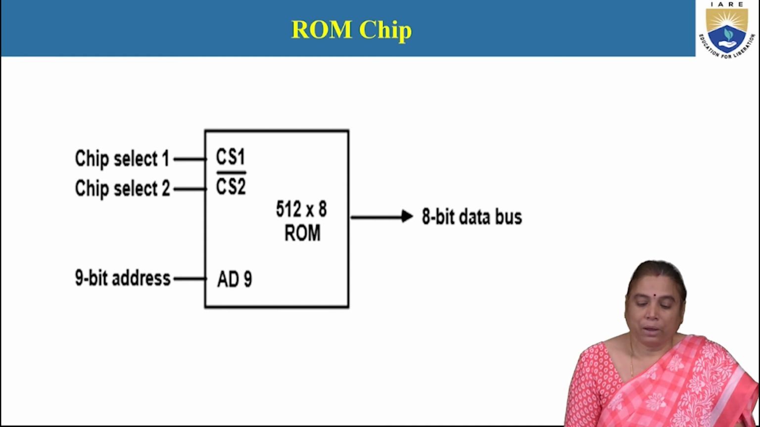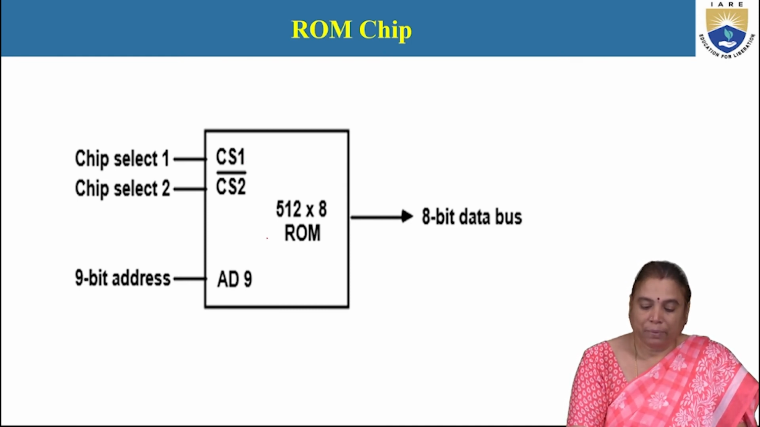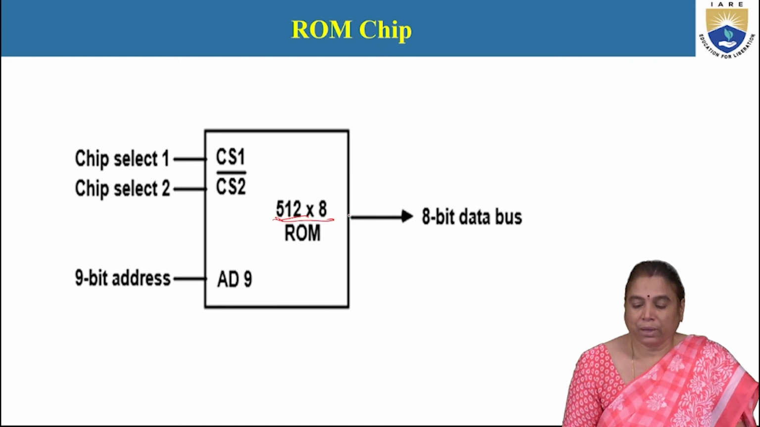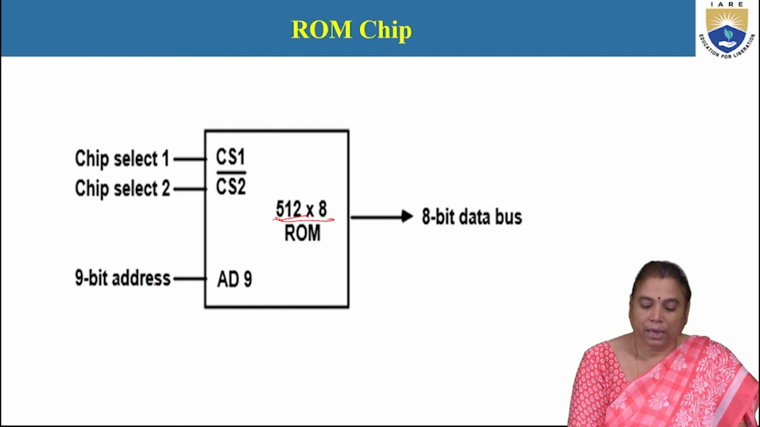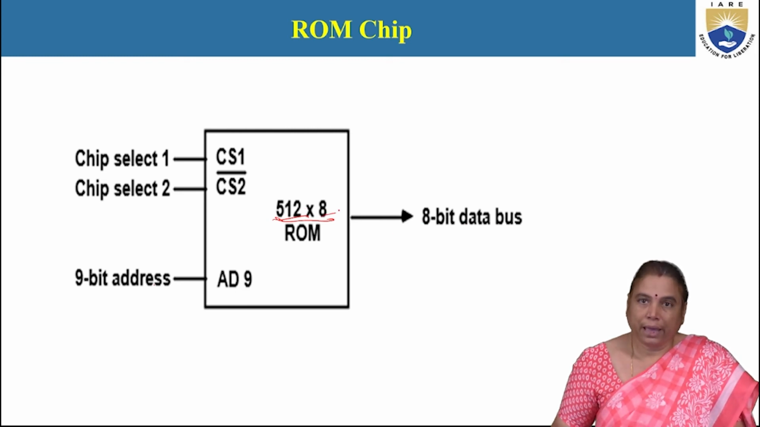This is a sample of the ROM chip. These are the chip selection lines. Depending upon the address lines and the data bus, the capacity of the ROM can be decided. Here, 9-bit address lines are there, 2 power 9 is 512, and 8 data bus lines are there, so the word length is 8.